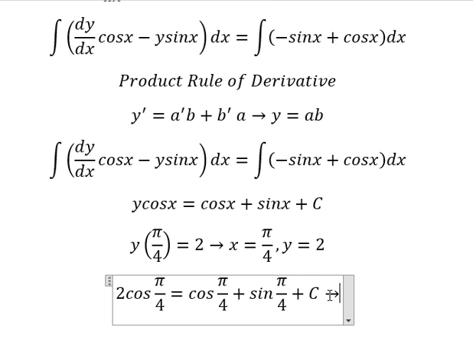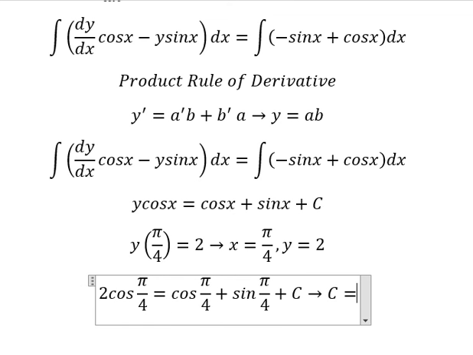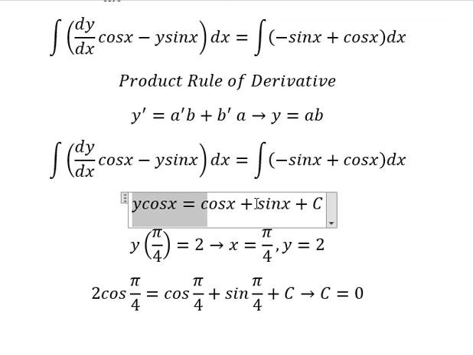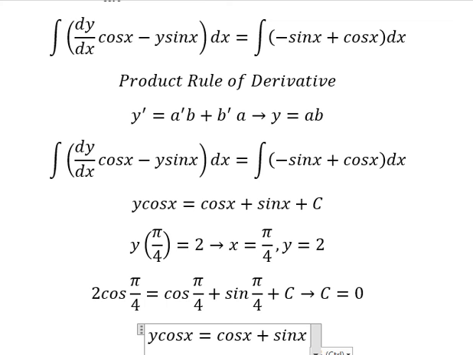So if we simplify everything, we have c equals number 0, so we put number 0 go here. And that is the final answer.